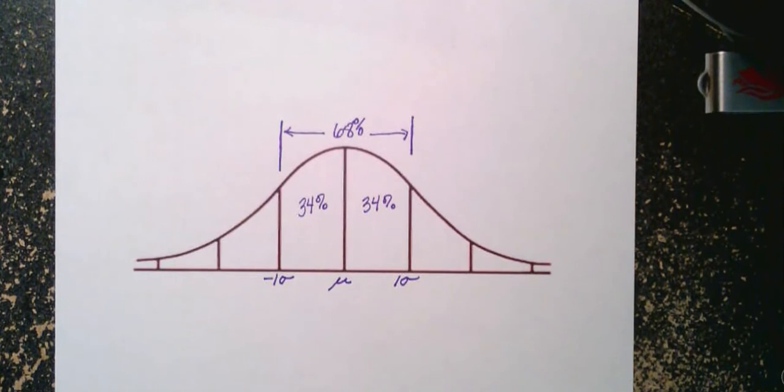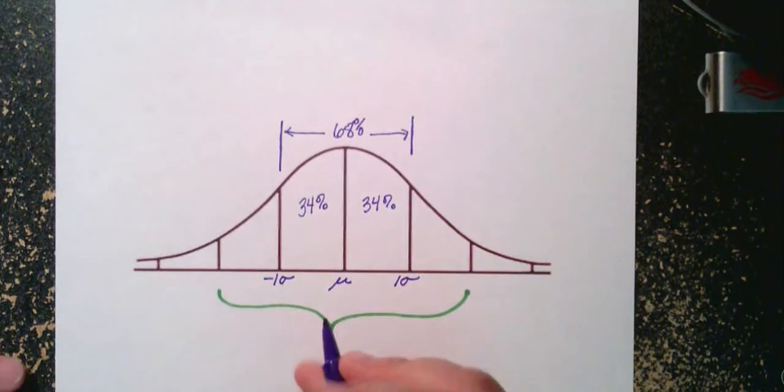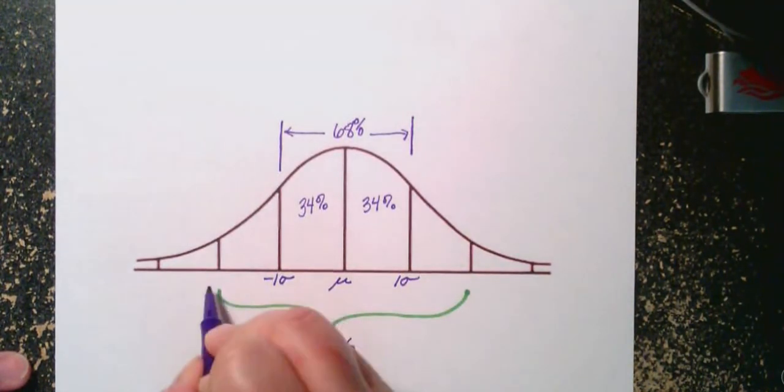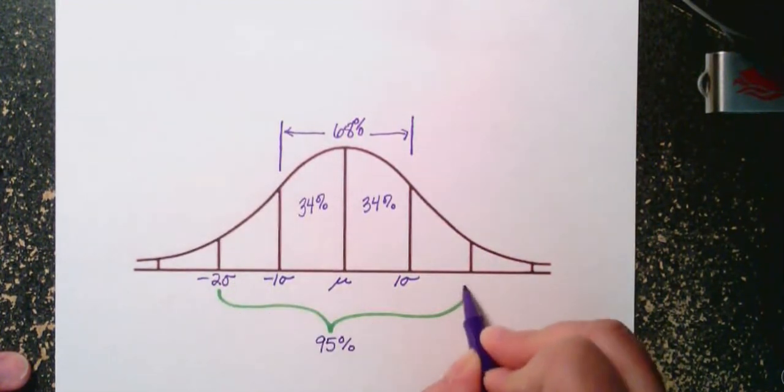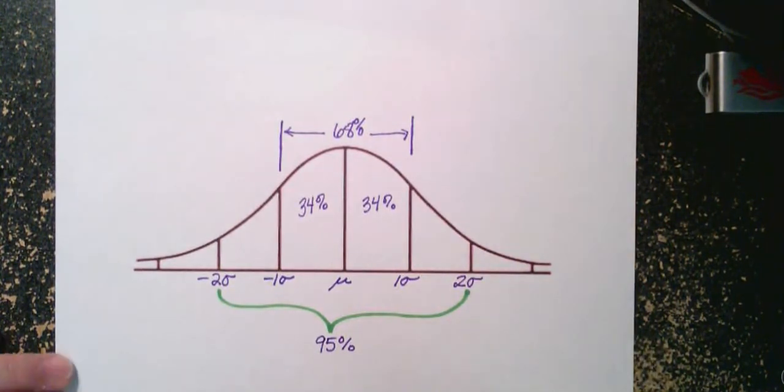Now the next thing that happens is I expect 95% of my data, which I'm going to put right here, to be between 2 standard deviations below and 2 standard deviations above. So we say that 95% of your data is within 2 standard deviations of the mean.